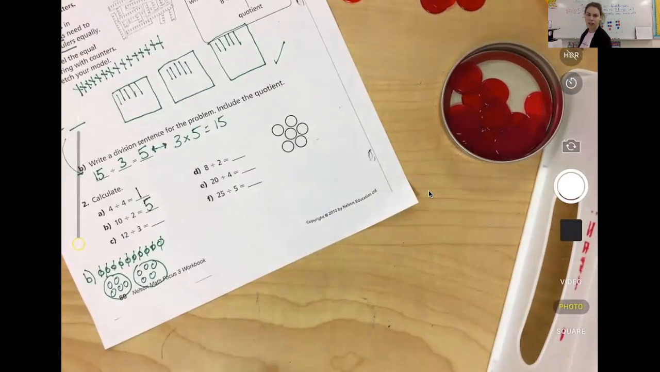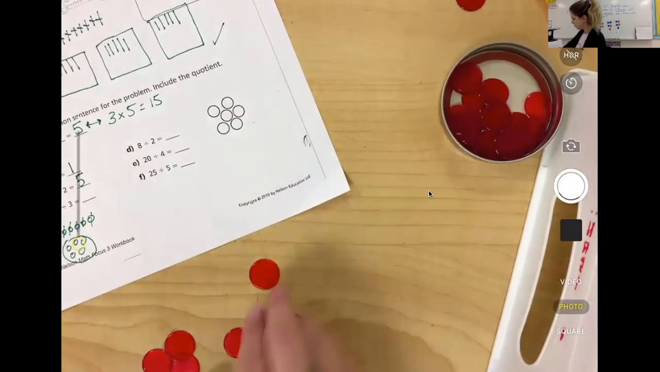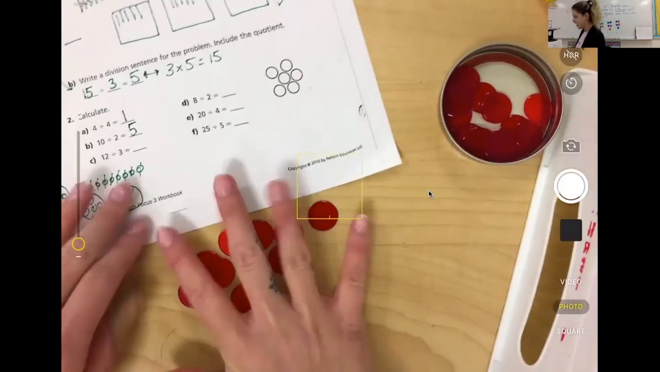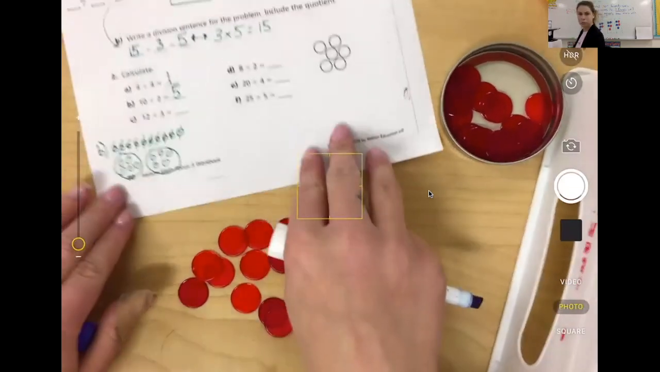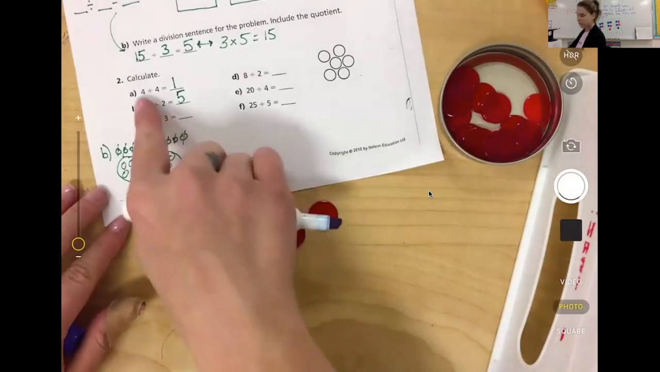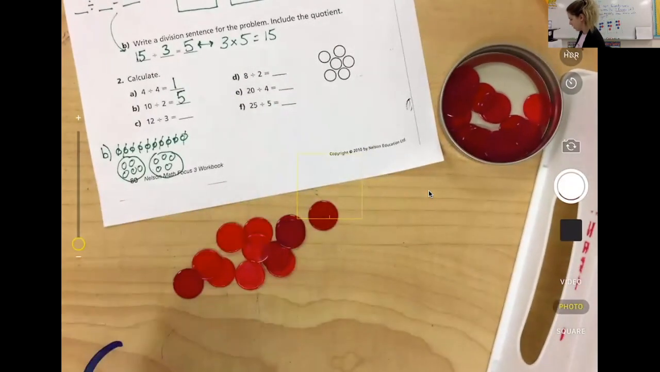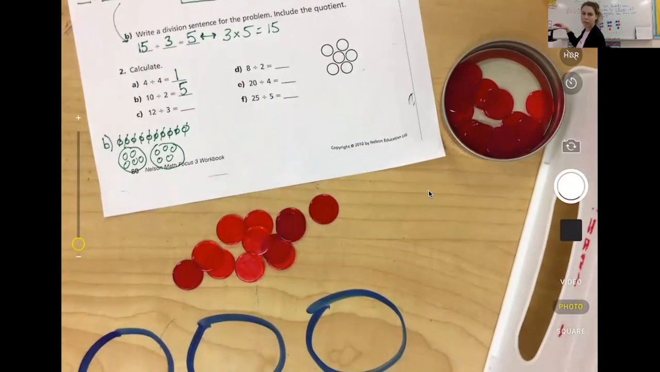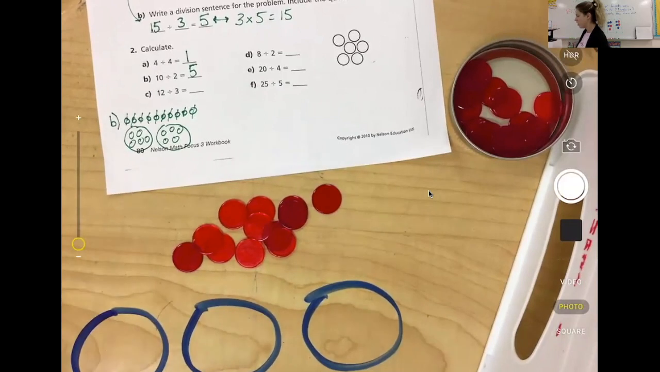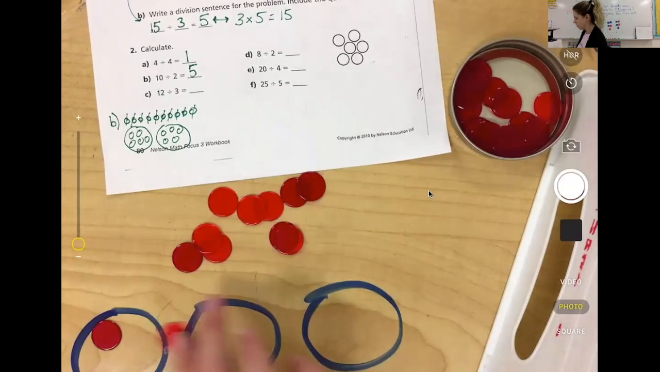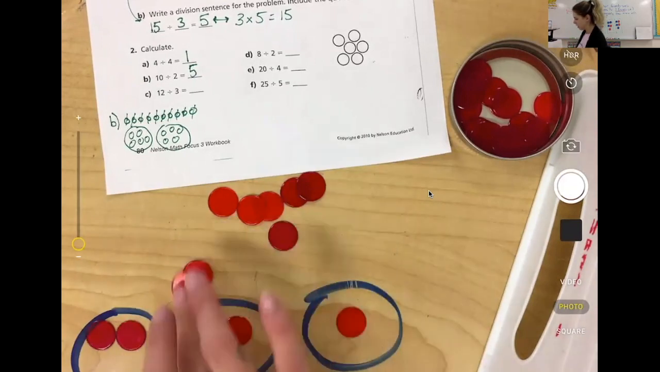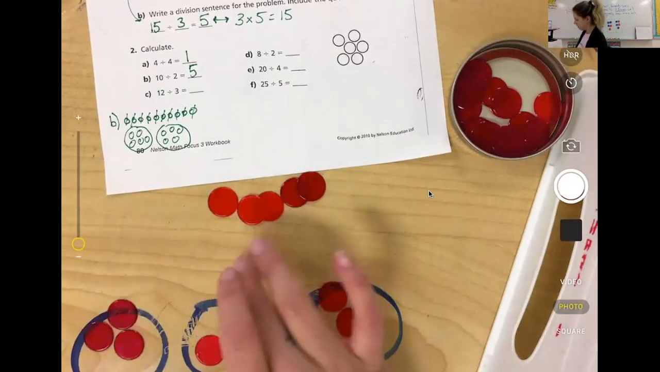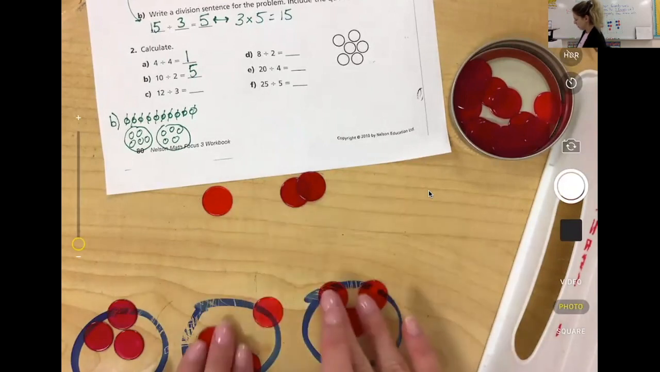Good. Now I have 12 divided by 3. So now I'm going to make 12 counters. I have 12 counters. I'm dividing them into how many groups? 3. 1, 2, 3. If you don't have room to draw on your table, that's okay. You can just make 3 groups in 3 different spots. 1 here, 1 here, 1 here, oops, 1 here. All right, make sure they're even.